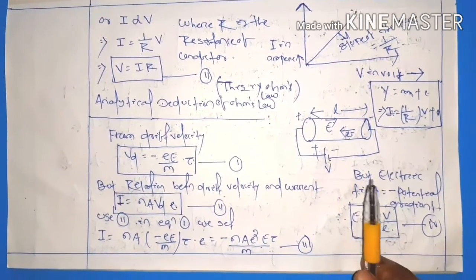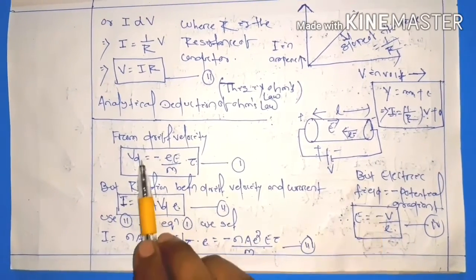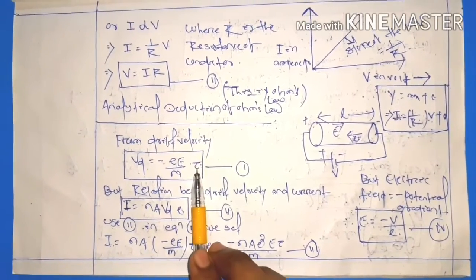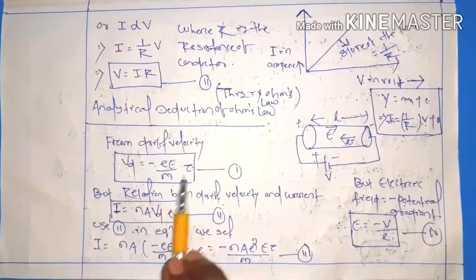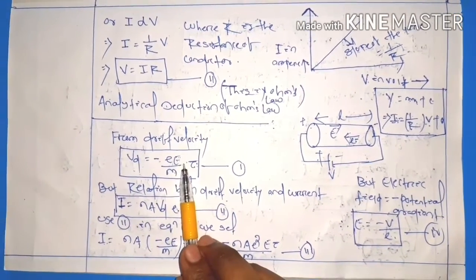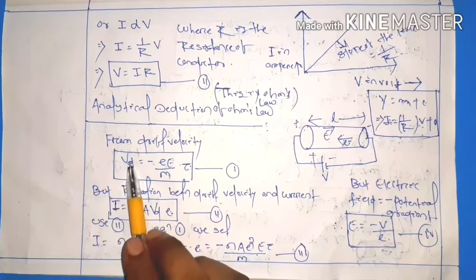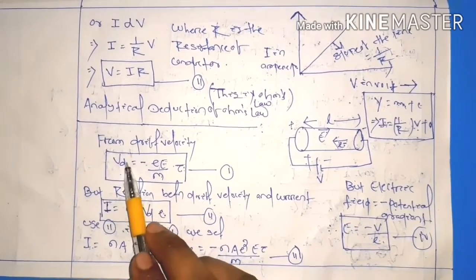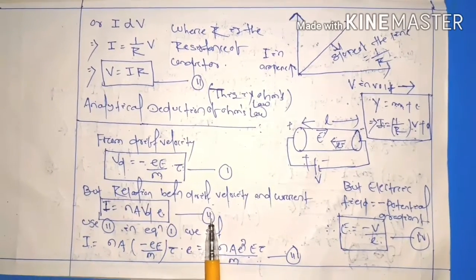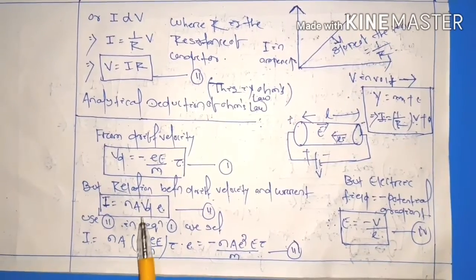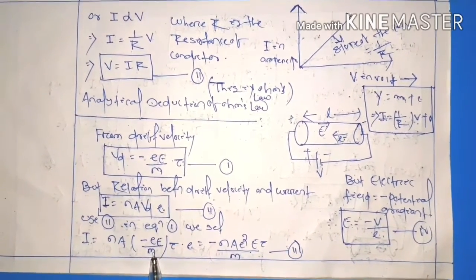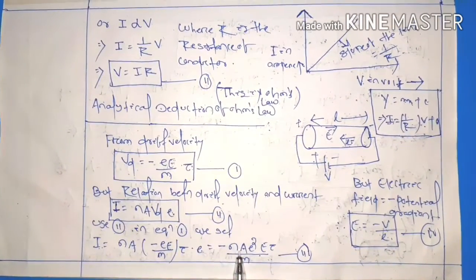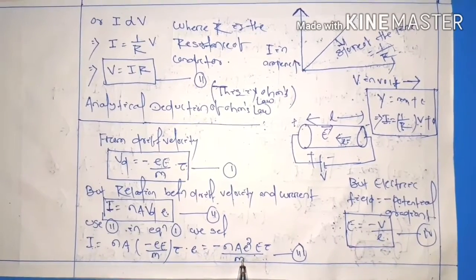So in the previous chapter we already know that drift velocity is equal to minus E divided by m into tau. This is the expression for drift velocity in terms of electric field. But the relation between drift velocity and current is given by I is equal to N A Vd. So putting the value of Vd in equation number 2, we get I is equal to N A Vd is equal to minus e E divided by m into tau. So finally I is equal to minus N A e square E tau divided by m.